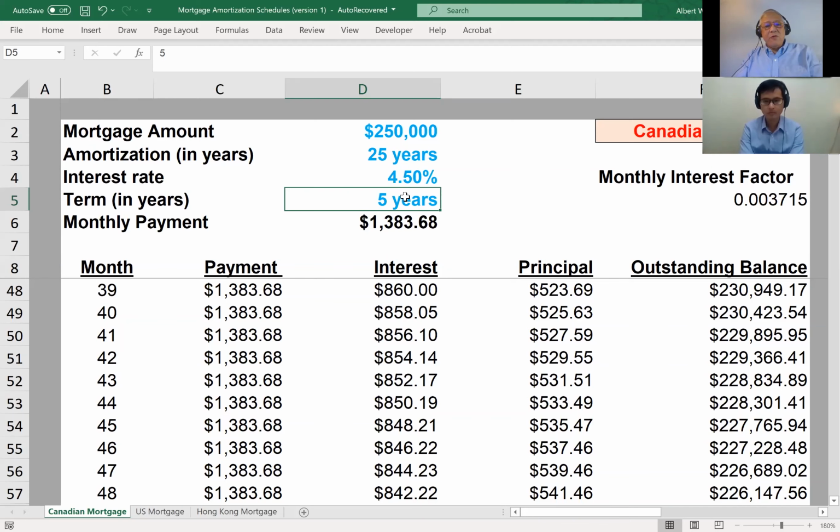Now, what that means is that the lender only commits to a particular rate for 5 years. So even though your amortization is 25 years, after 5 years you have to go back to your lender to negotiate a new rate, right? So for example, 5 years from now, the rate has gone down to 2%. Well, then you have the good end of it, right?